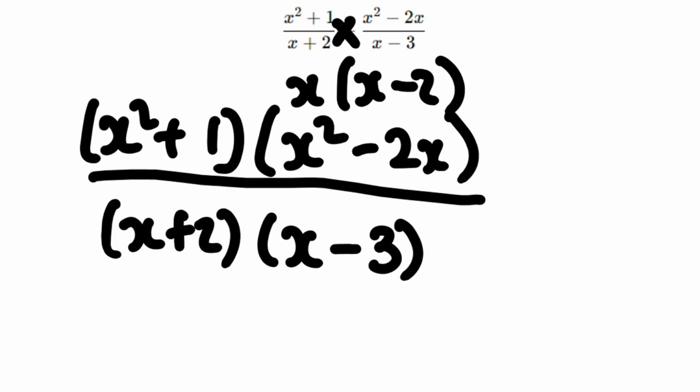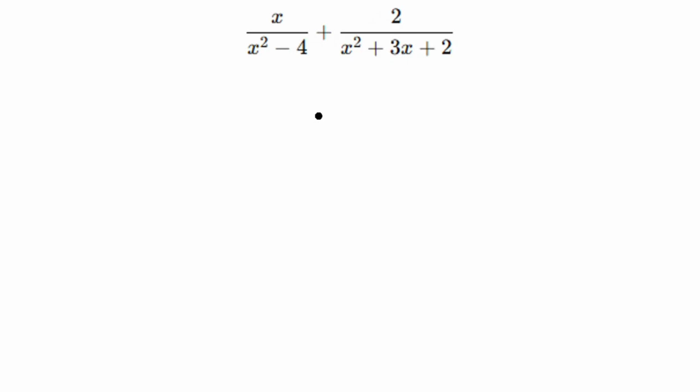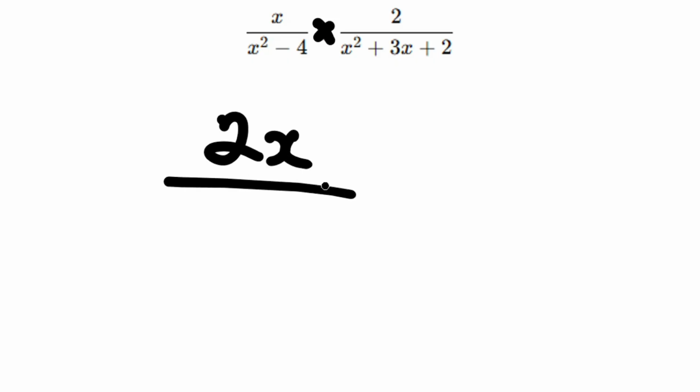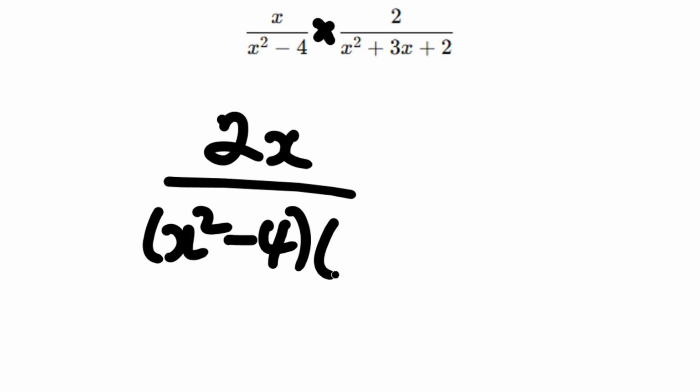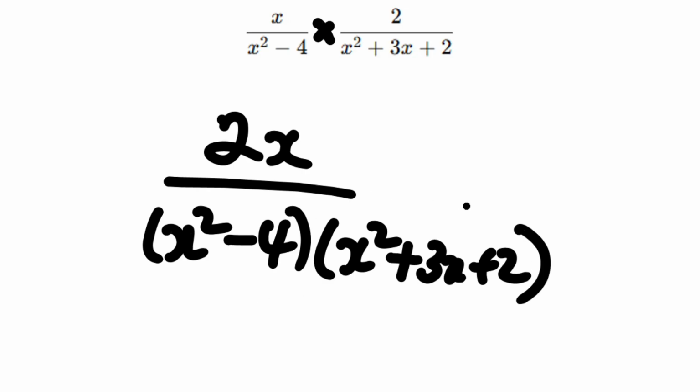Let's look at another example, the last example, which is this one. So this example is also simple. You just multiply the numerators together, you have 2x, and the denominators together, s squared minus 4, multiplying s squared plus 3x plus 2. So these are multiplying. This is how the multiplication is done. So we are good to go.